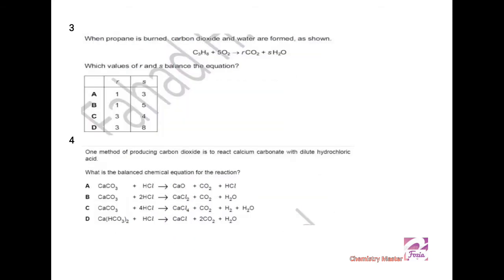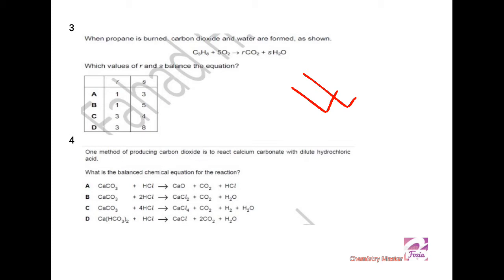Third MCQ, when propane is burned, carbon dioxide and water are formed as shown. Which values of R and S balance the chemical equation? Now it is your turn to see what the coefficients R and S should be by the trial method.